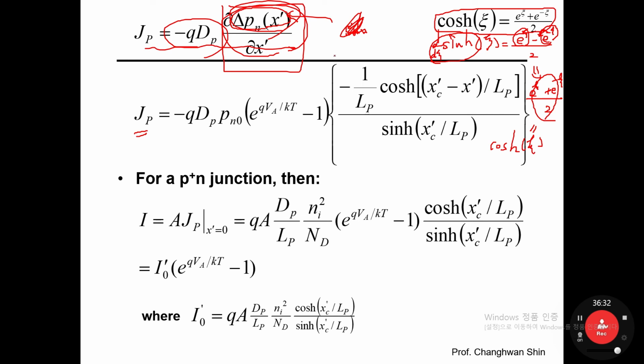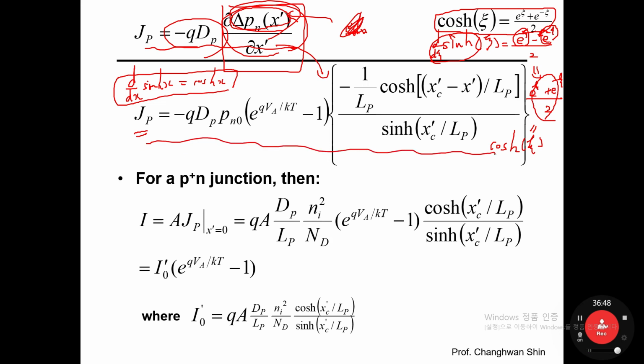So d dx of sinh x is equal to cosh x. Using this concept, you can derive it and you are going to end up with this equation. Please do that. I'm going to give you homework to fully describe how to get this equation. So J P is described with this very complicated equation.